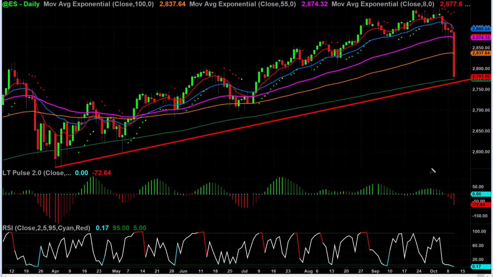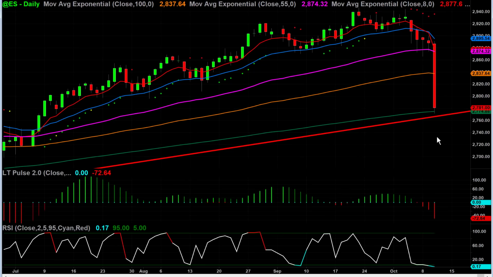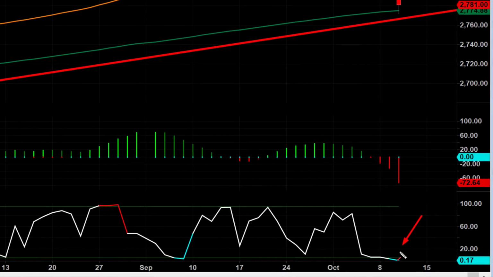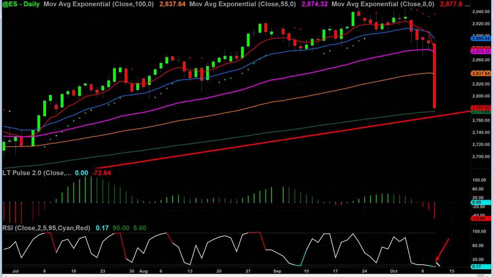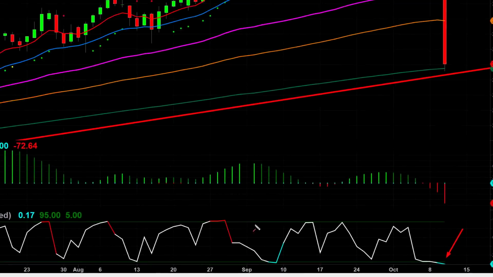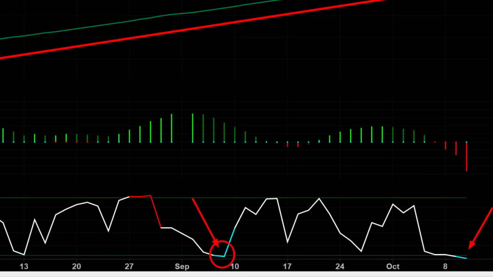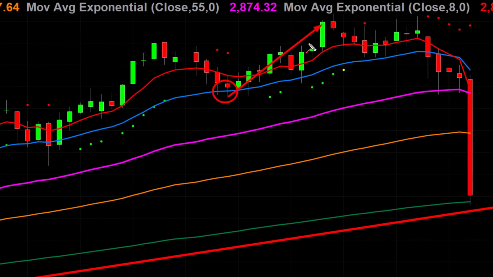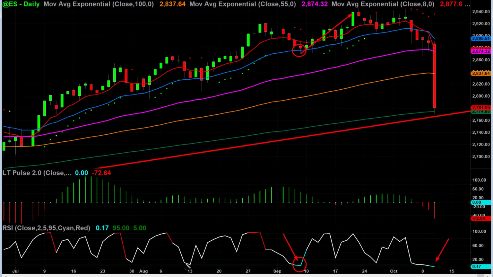Also notice that we are oversold on the RSI. When the RSI gets oversold, usually we see some kind of a bounce. For example, back in September, when we hit oversold levels, the S&P had a little bit of a bounce. Back in August, oversold on the RSI, and then we had a bounce. Given the fact that the S&P has hit double support with oversold conditions on the RSI, it's likely that in the next couple of days we might see a temporary bounce. That might take us back up, for example, to 2,800, back to 2,830 potentially.